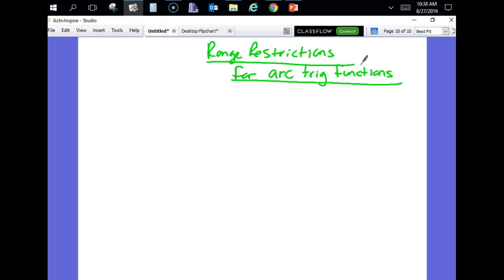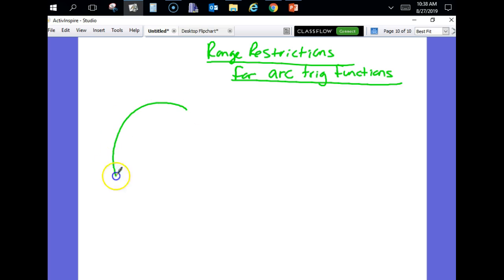I love that vocabulary. Now, this is one of those great things for when your parents are in the, what'd you learn today? And you could say, we learned range restrictions for arc trig functions. And they'll be like, oh yeah, I remember that. I'm just kidding. I use that every day, just last night when I was cooking.